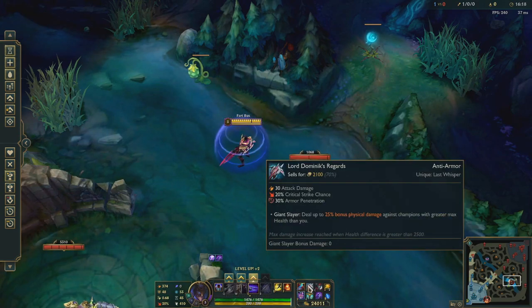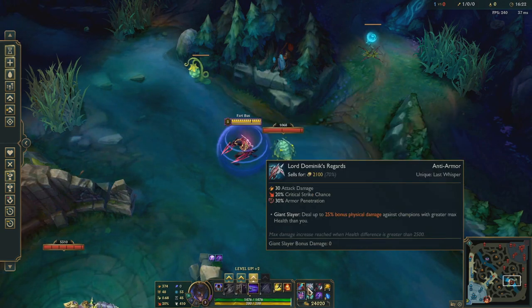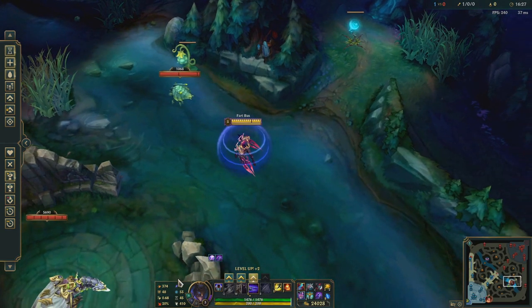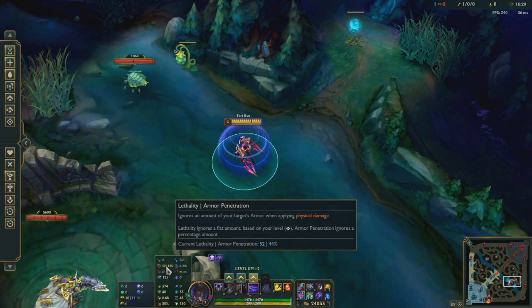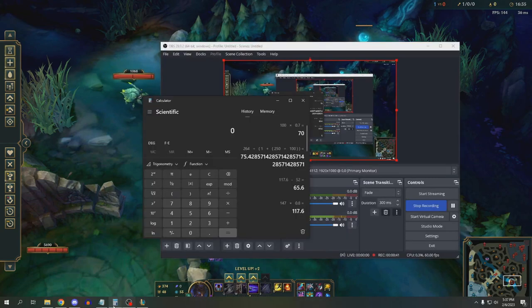So, people think about this additively, like, oh, well, I have 20% pen here and 30% pen here. I have 50% pen, right? But you'll find when you look at your stats that you have 44%. So why is this? These things don't stack additively. In fact, they stack like this, and I'll show you with a calculator.